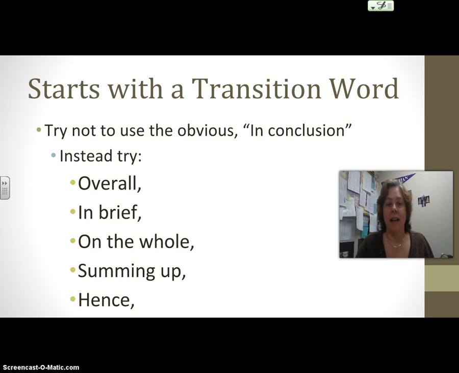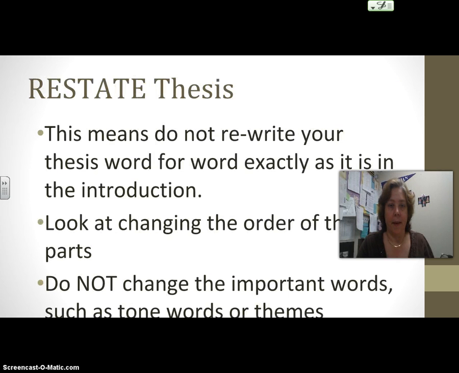Try not to use the obvious in conclusion, but you can try things like overall, on the whole, summing up. These are all on your graphic organizer sheet that you got at the beginning of the year. It's orange. You should restate your thesis. This means that you're not rewriting your thesis word for word, but instead maybe you're changing the order, or maybe you're restating it using other words. Okay? Do not change important words like tone words or theme words, but you can wordsmith some of the other parts.